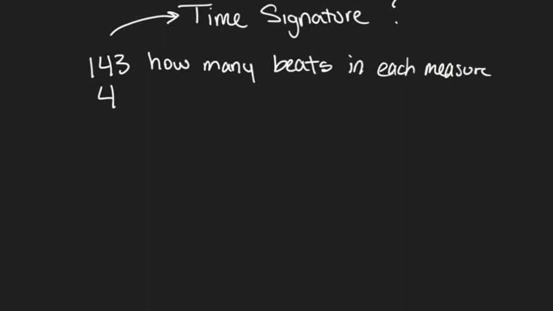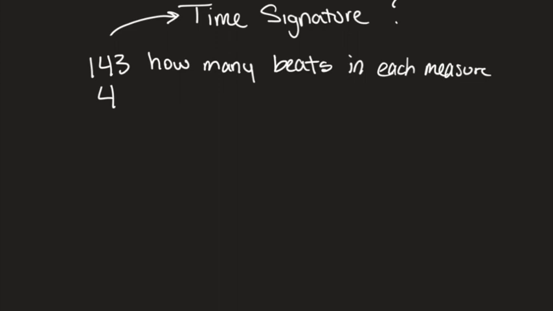One more. What if it said 143/4? How many beats would be in that measure? 143. Geez, that's a super long song. But you know what? If that's what it says, that's how many beats there are. So that top number never changes. It's always how many beats are inside each measure.